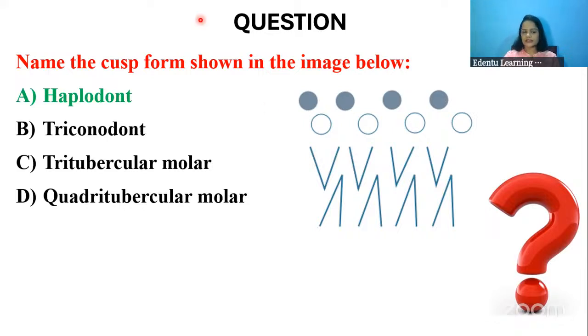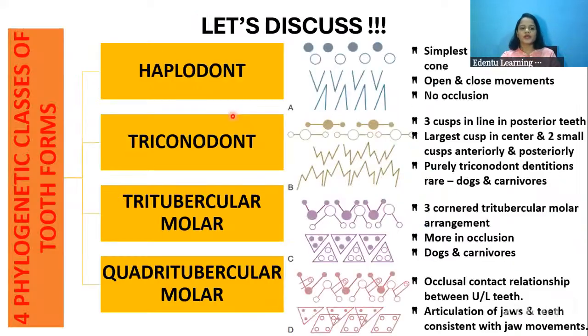Yeah, both Adila and Dr. Shakira are correct. Okay, so let's look at the four classes of these tooth forms. One is the haplodont type, then next is the triconodont type, and the third one is the tritubercular molar, and the fourth one is the quadritubercular molar.